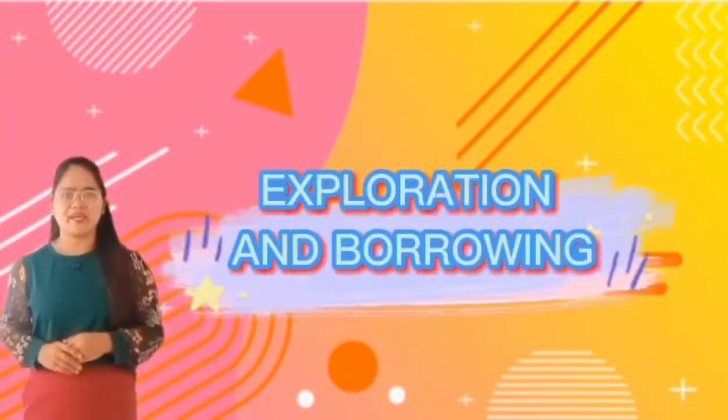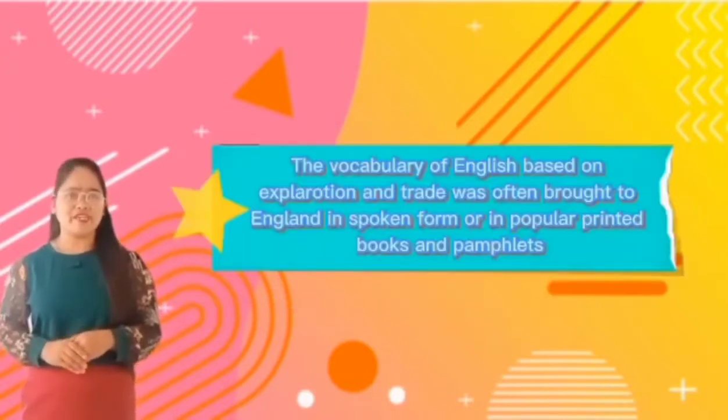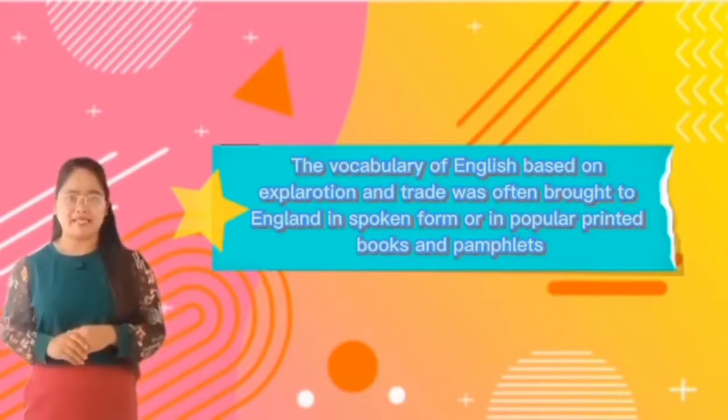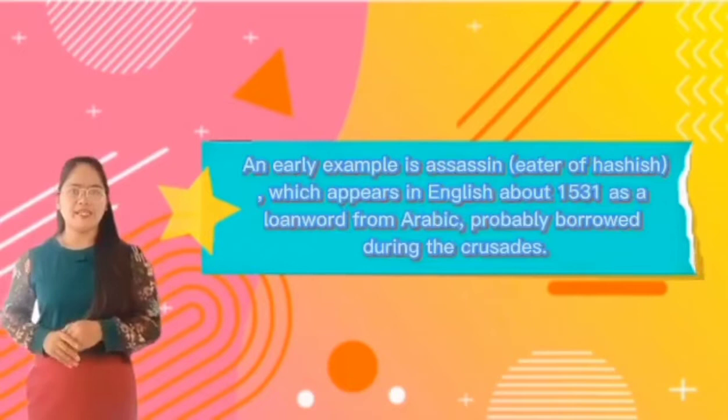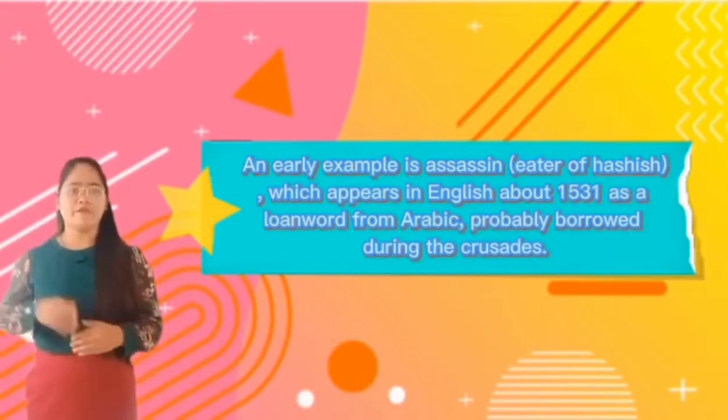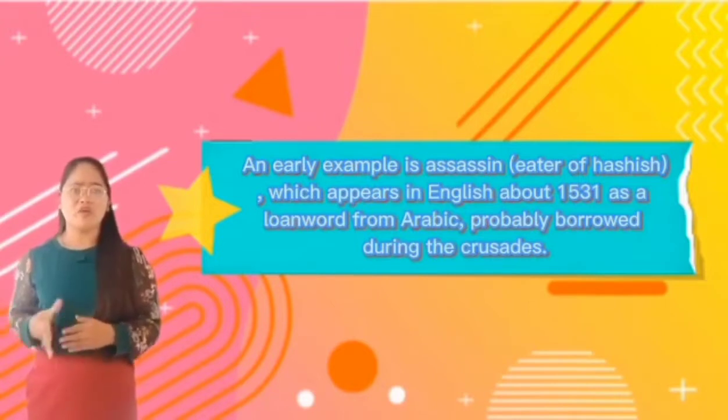Next, about exploration and borrowing. The vocabulary of English based on exploration and trade was often brought to England in spoken form or in popular printed books and pamphlets. An early example is assassin, or hashish, which appears in English about 1531 as a loan word from Arabic, probably borrowed during the Crusades.